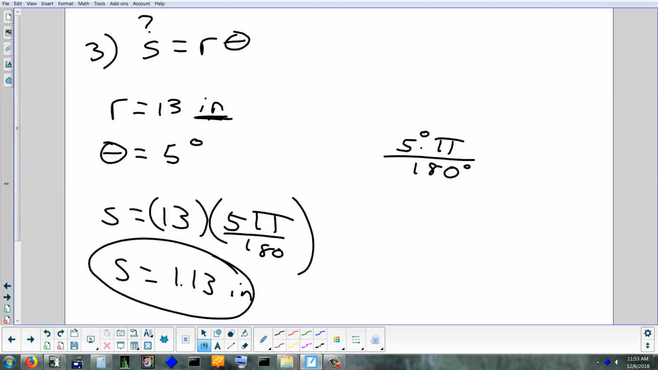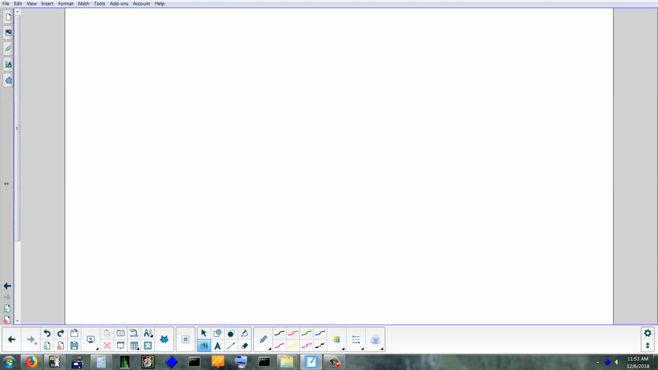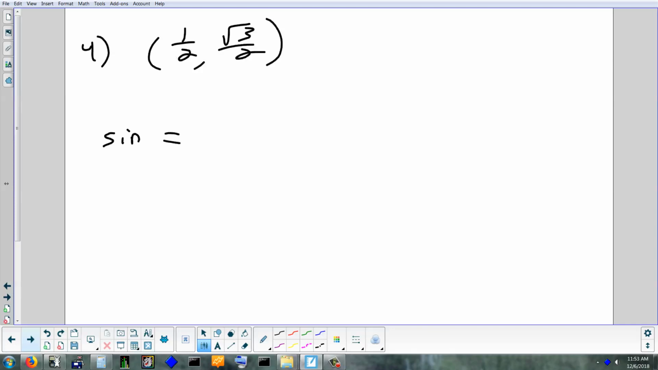Okay, I'm going to give you a couple like this. I'll give you a coordinate. Like, let's do this. And I'll ask you to find a couple trig functions. Let's do an easy one. What would the sine be for that? Yep. Square root 3 over 2. Let's do a harder one.